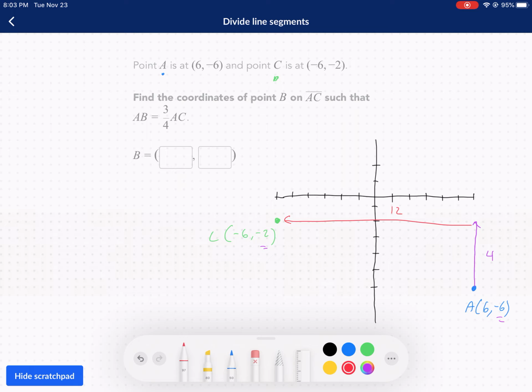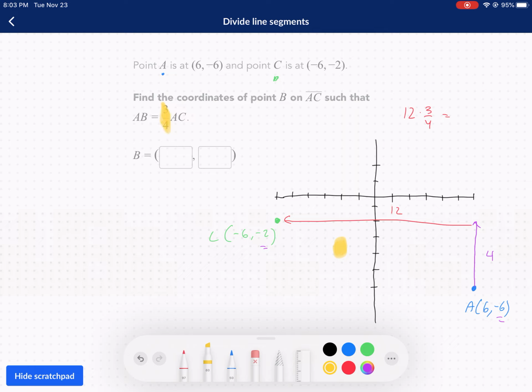Now, don't just go ahead and figure out 3/4 of 4 and 12 and put that as your point. But we are going to use those distances. So we want to figure out what is 3/4 of 12. That's going to be how much we actually go over, not going all the way from A to C, but from A to B. Just a reminder, B is somewhere in here. We're trying to find B.